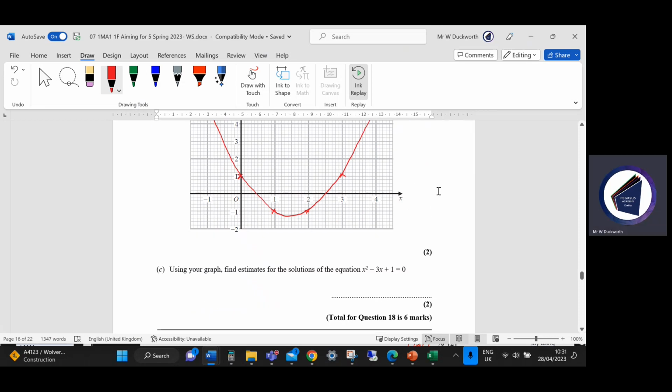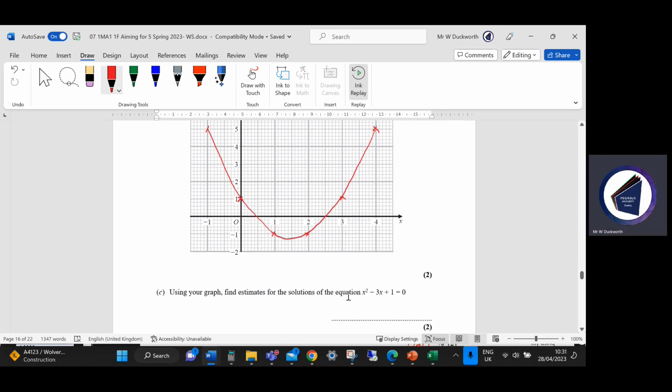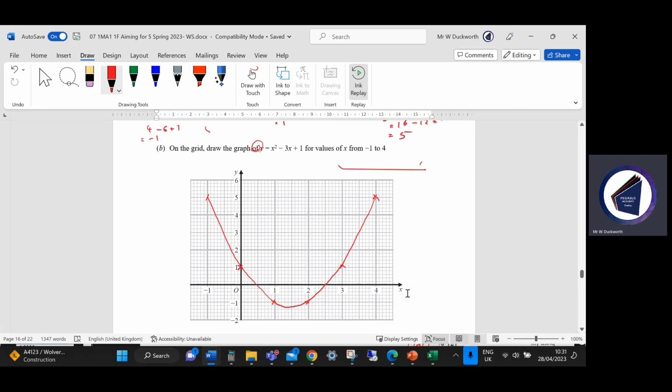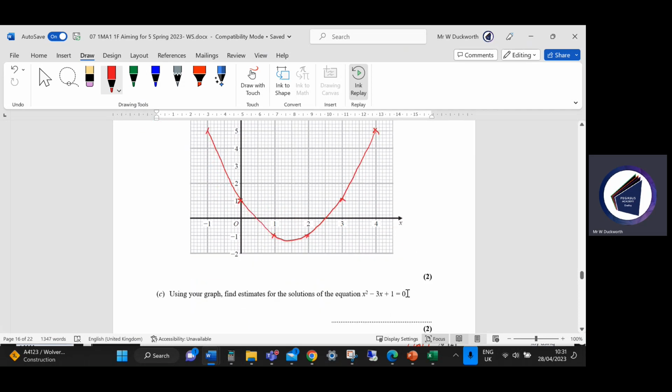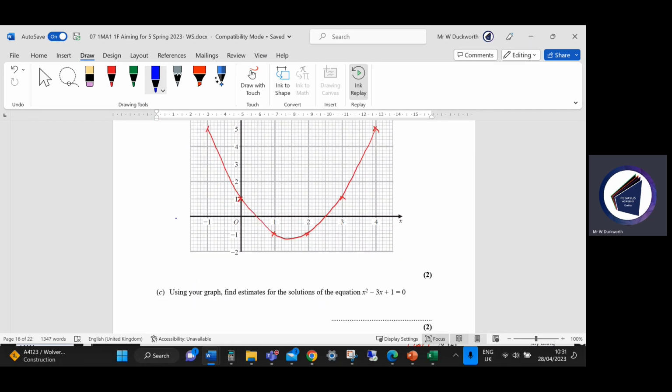Right, use your graph to estimate the solutions of the equation x squared minus 3x plus 1 is equal to 0. Is that the same equation? It is. So all we want is where it's equal to 0. That's the line where y is equal to 0. So I need to pick up this value and this value.